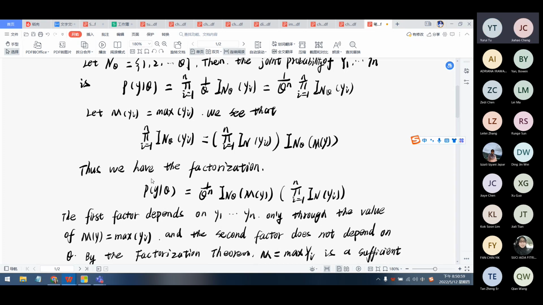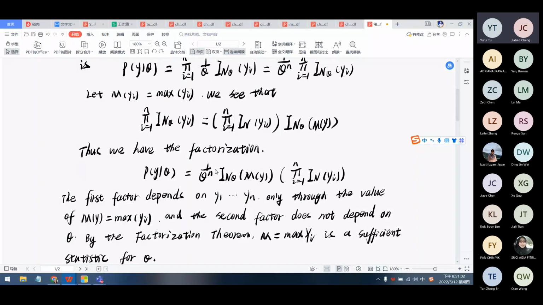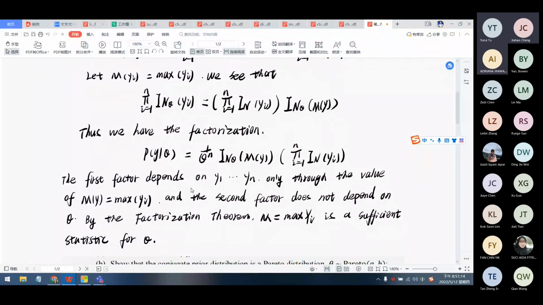Thus we have the factorization. Just this. This is the make 2 function, the first one. The first factor depends on y1 to yn only through the value of m equal to max y, and the second factor does not depend on theta.